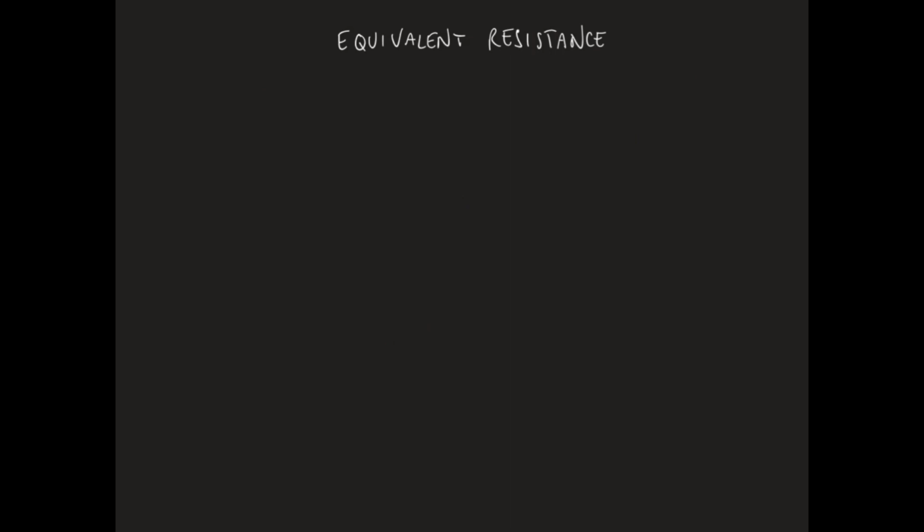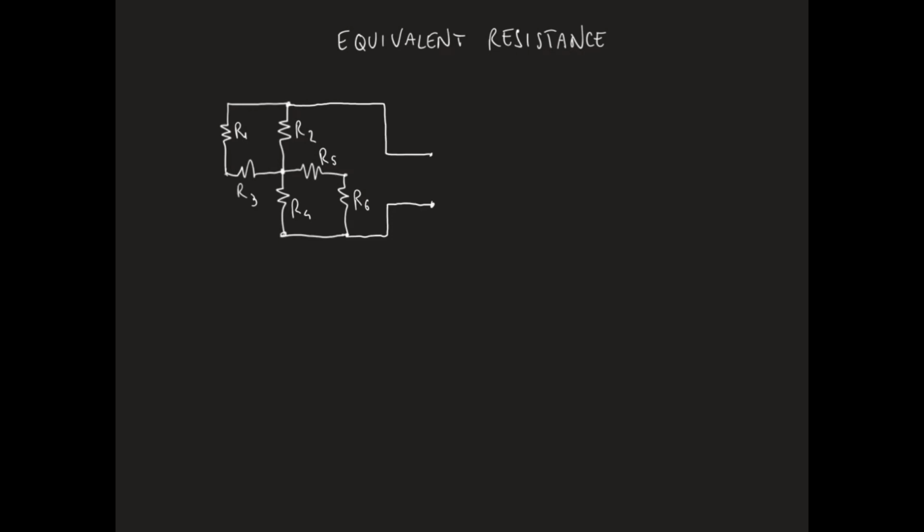Apart from using the just discussed operational method, the equivalent resistance of a network between two nodes can also be calculated by inspection of the network itself. So consider again the same network as before, and suppose you want to compute the equivalent resistance seen between the two nodes A and B.